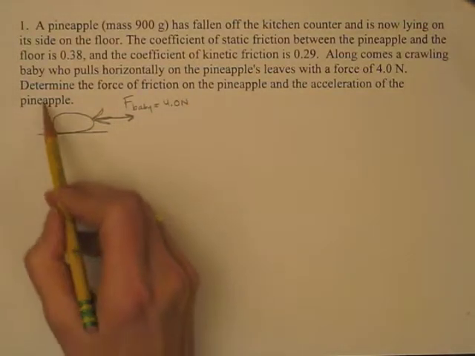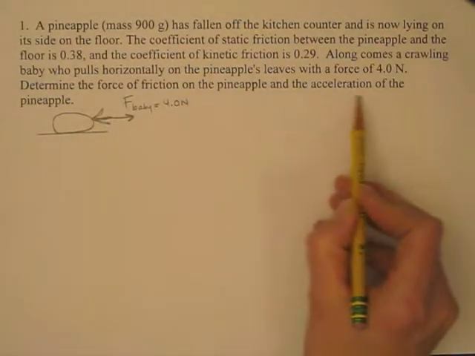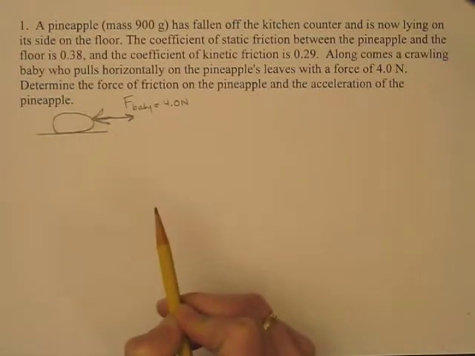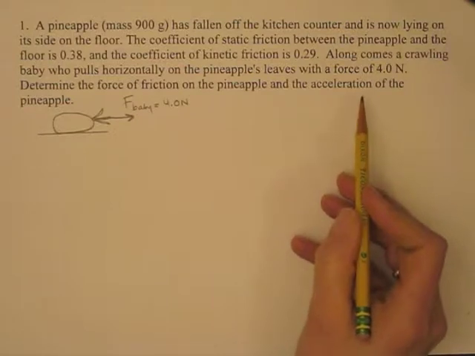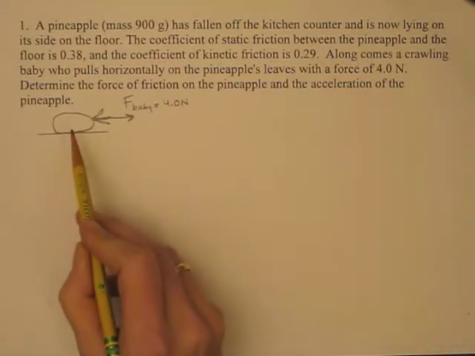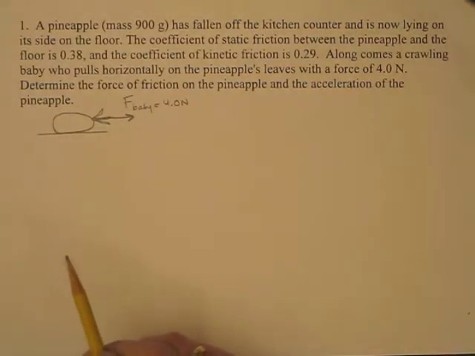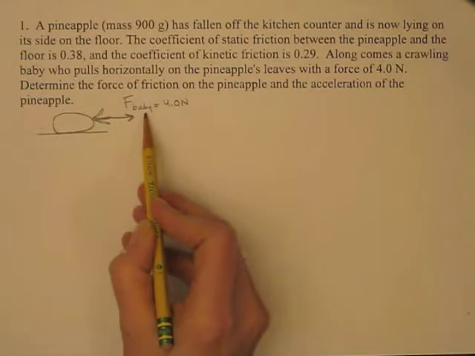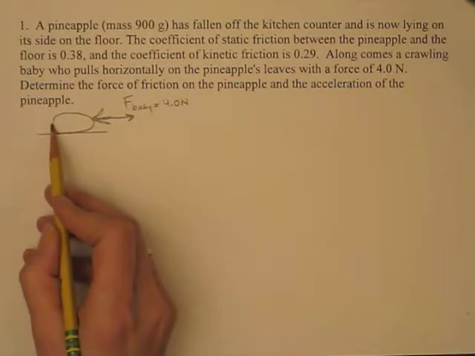And the question is, we're supposed to determine the force of friction on the pineapple and the acceleration of the pineapple. So let's see, we can think about what's happening here. The acceleration of the pineapple. Well, I don't really know if it's moving. How would I know if it's moving? To know if it's moving, I would have to compare the force of the baby on the pineapple with the maximum force of static friction.